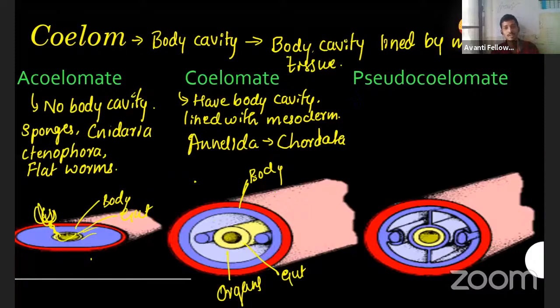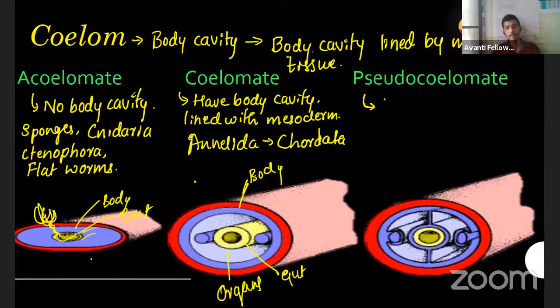Understood? So I'm repeating again the importance of coelom. It gave a space for the development of the organs. Second, it helped to reduce the mechanical damage. These two are very important things. So the third one we are going to is the pseudocoelomate. What is the pseudocoelomate then?